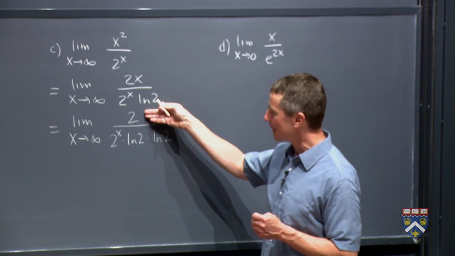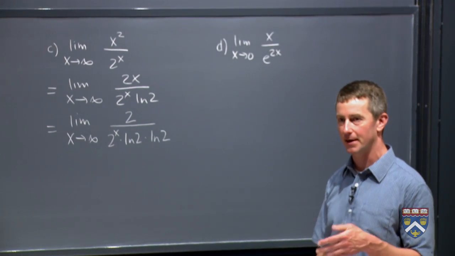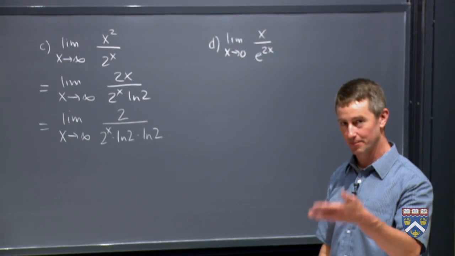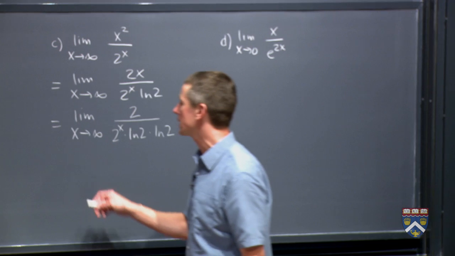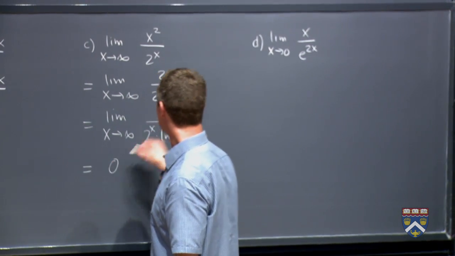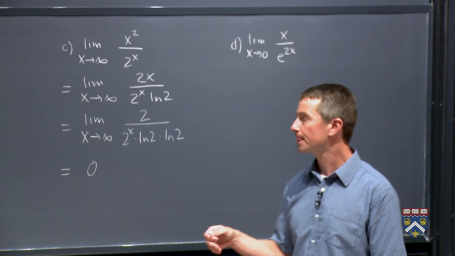So basically, you have the top is 2, and the bottom is going to infinity. And as we said in an earlier segment, if you have any fixed number over something going to infinity, the answer is always going to be 0. You take 2 over the biggest number you can imagine, you get a tiny, tiny, tiny number.